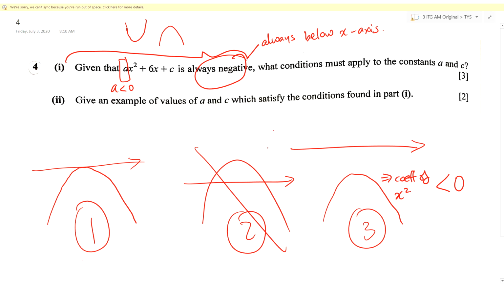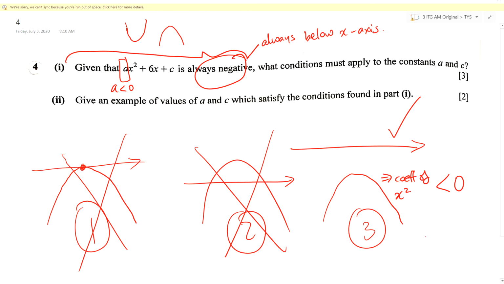We know that this is obviously wrong. This is obviously accepted. Is this accepted? Is this always negative? No, we've got one point over here. It is equal to 0. So this is also not counted.